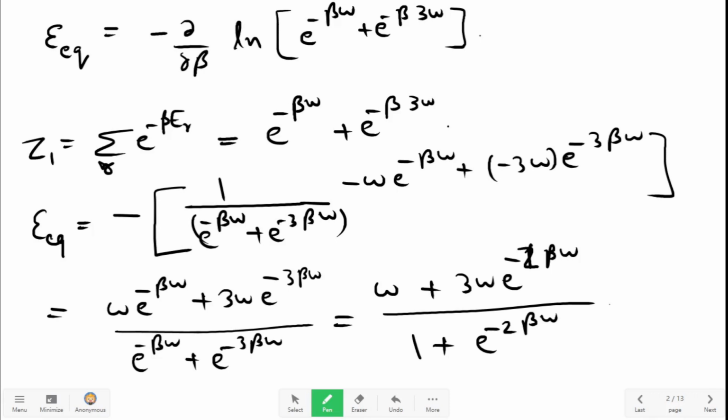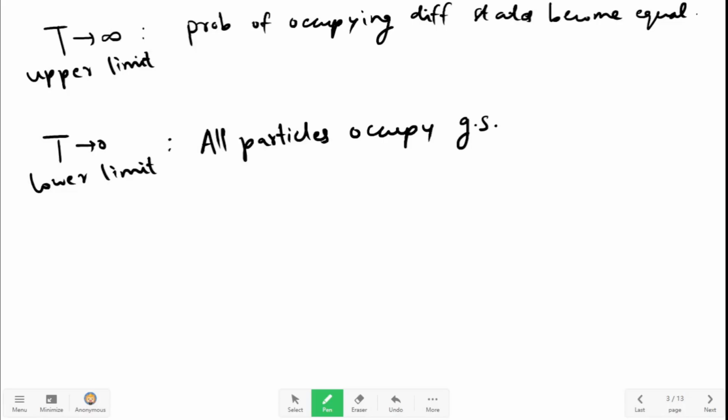Now there are two cases. To get the lower limit of energy, we can use T tends to 0. All particles occupy the ground state when temperature tends to 0, and when T tends to infinity, we get the upper limit. When temperature is tending to infinity, the probabilities of occupying different states become equal. So the probability of occupying the highest energy state and the probability of occupying the lowest energy state all become equal. Therefore, to get the upper limit, we have to use T tends to infinity. So when T tends to infinity, beta equal to 1 by kT will tend to 0.